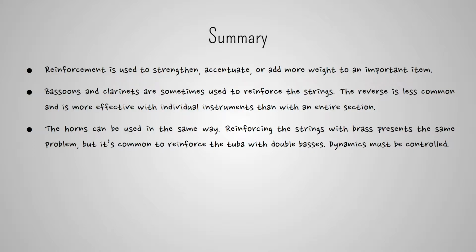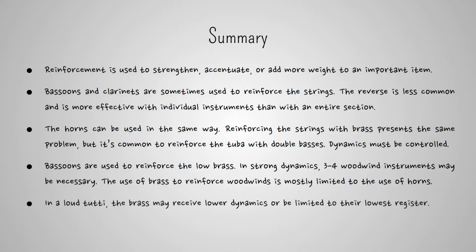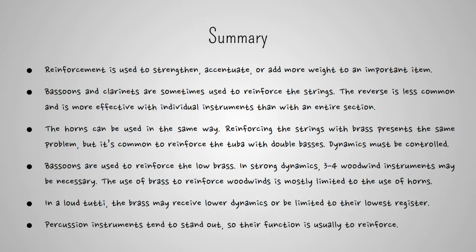In any case, dynamics must be controlled due to the high sound power of the brass. Bassoons are commonly used to reinforce the low brass. In strong dynamics, 3 or 4 woodwinds may have to play in unison to be of real use. The use of brass to reinforce woodwinds is almost exclusively limited to the horns, because the other instruments do not combine well. In a loud tutti, the brass can receive lower dynamics or be limited to their lowest register, where their sound power decreases. Percussion instruments tend to stand out, so their role will probably always involve some degree of reinforcement.